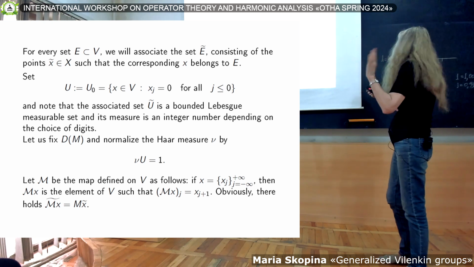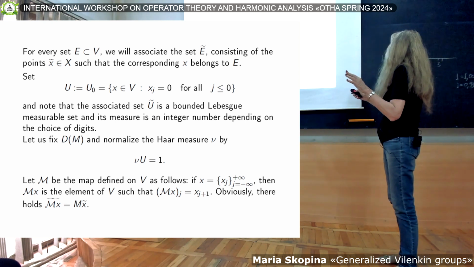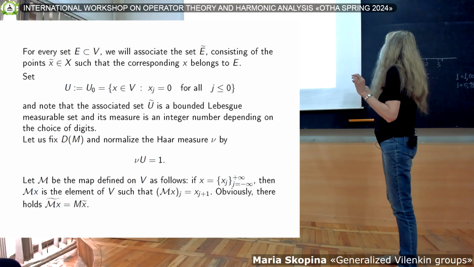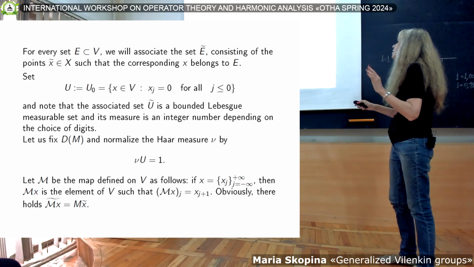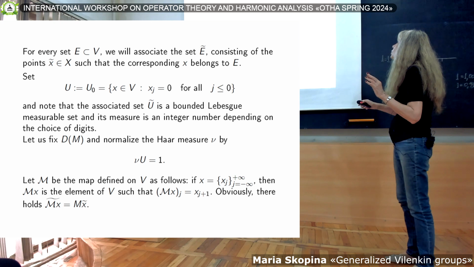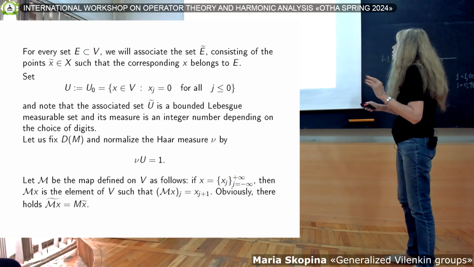It is known, such sets were studied by many authors, that this is a bounded Lebesgue measurable set. Its measure is an integer number depending on the choice of digits. For a different set of digits, it may be different. And what about the Vilenkin group? Here we have the normalized Haar measure. Let us normalize like this.